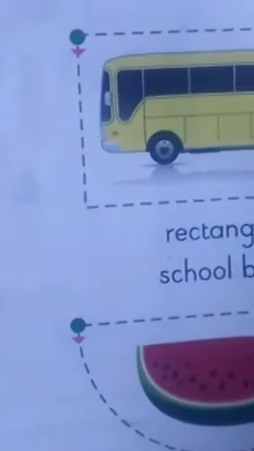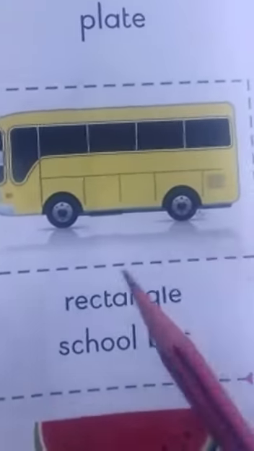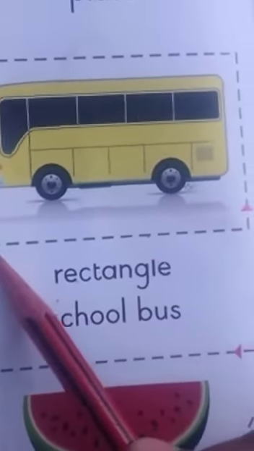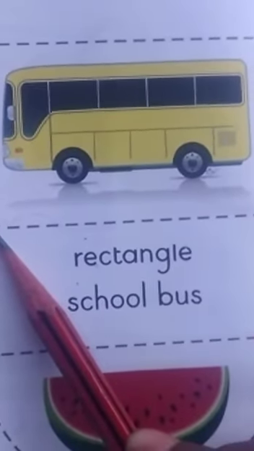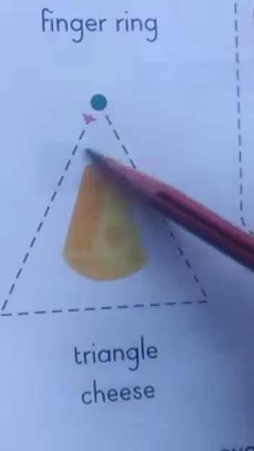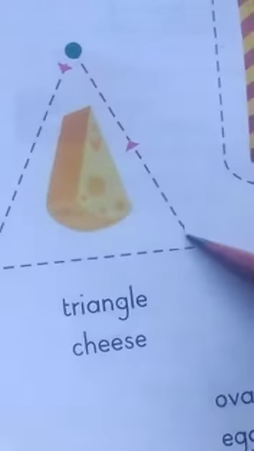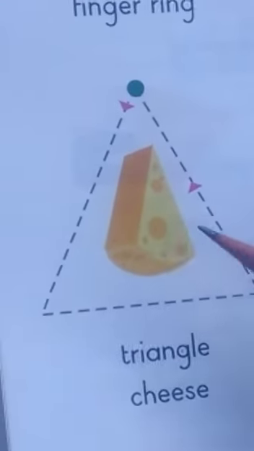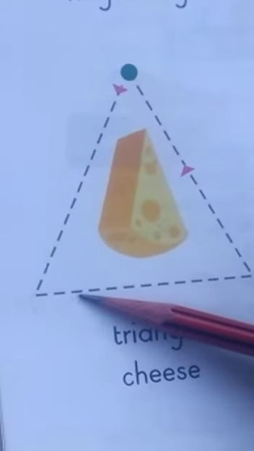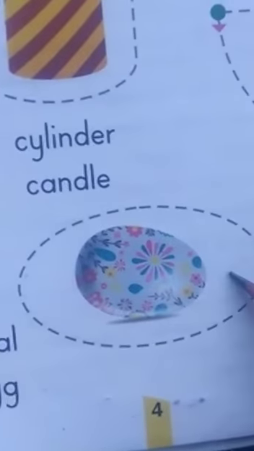The next one is rectangle school bus. The shape is called rectangle. The school bus is in rectangle shape. The next shape is triangle. This is triangle shape. And what is this? It is cheese. Triangle cheese. The next shape, oval egg. This egg is an oval shape.